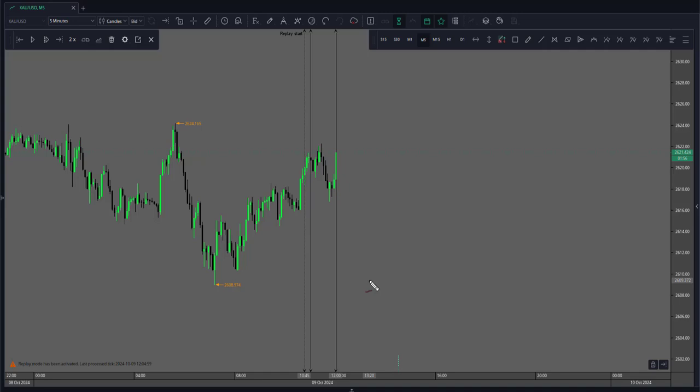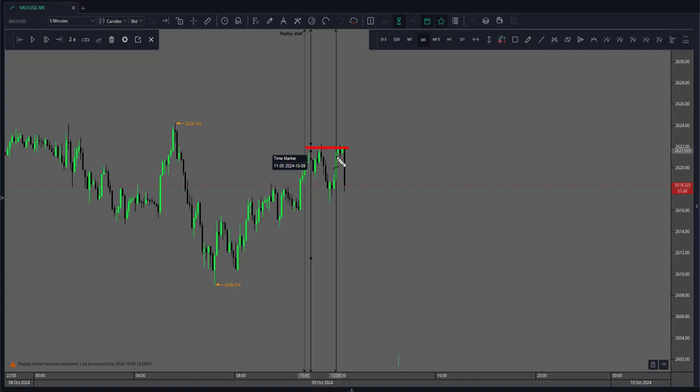So let's see what happened. By the looks of this, price did not break out this resistance right here, right? Price did not break out the resistance, but it disrespected this fair value gap.